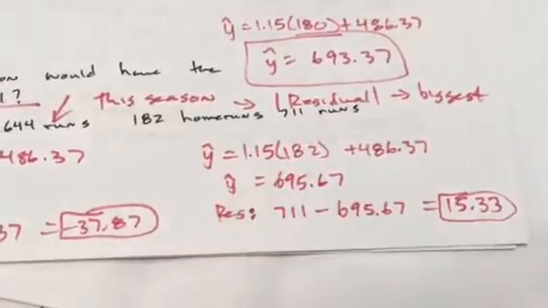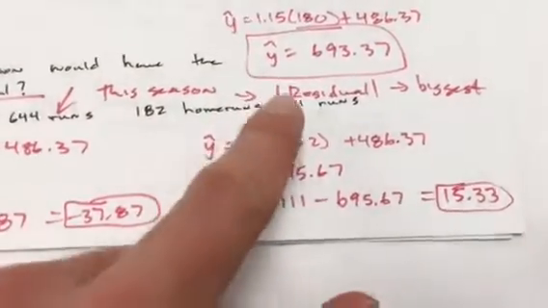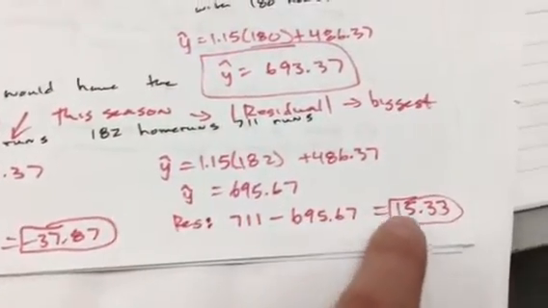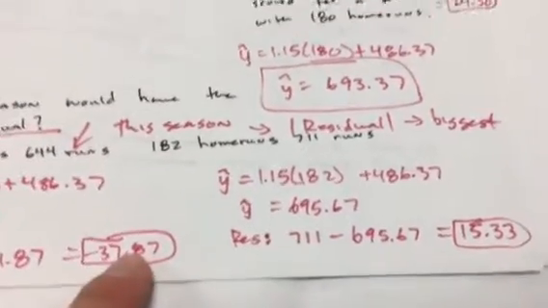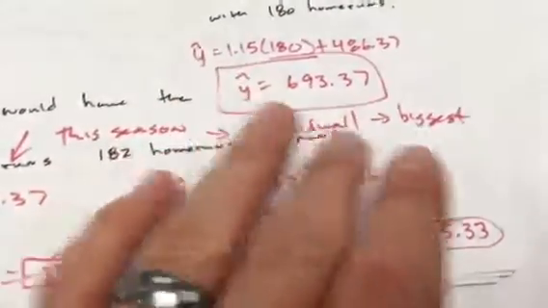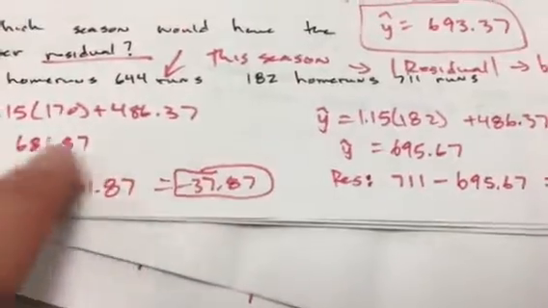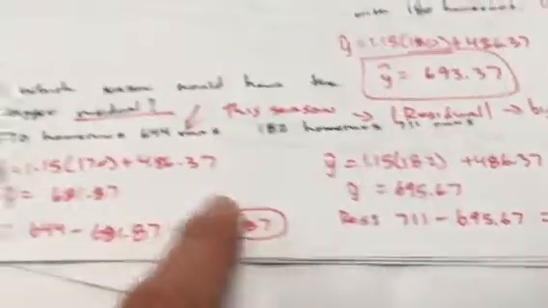Plug 182 in for x. Subtract from, do 711 minus that. Even though that is a larger number, it's all about the bigger residual having the biggest absolute value. So actually this one is off the most. So that has the biggest residual.